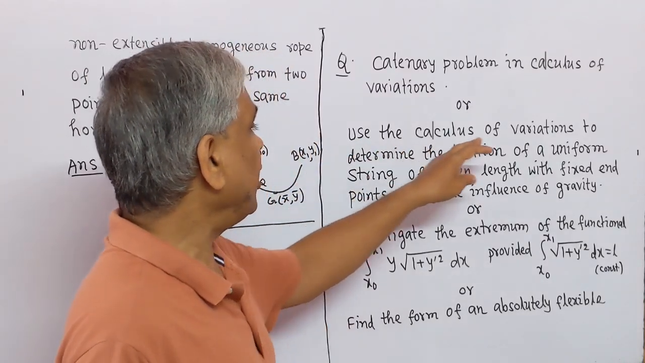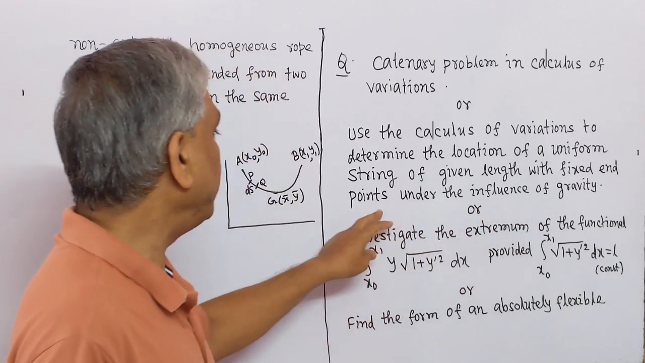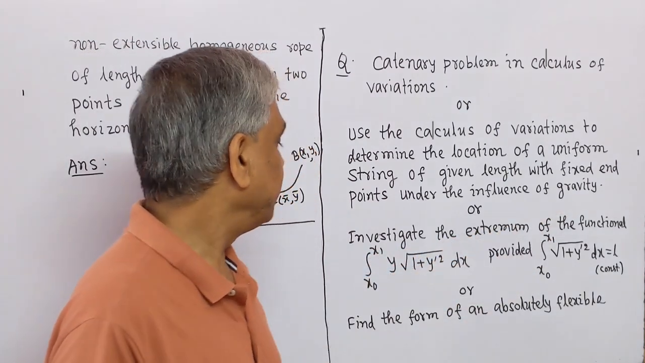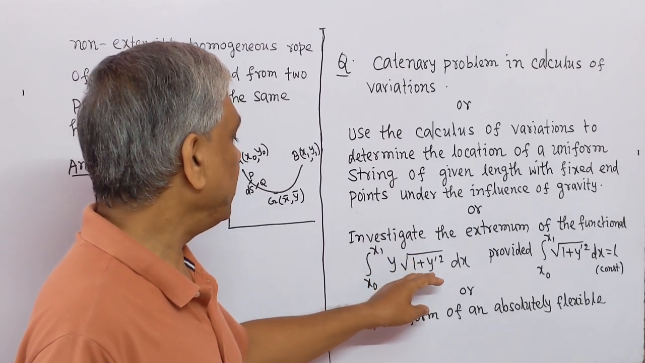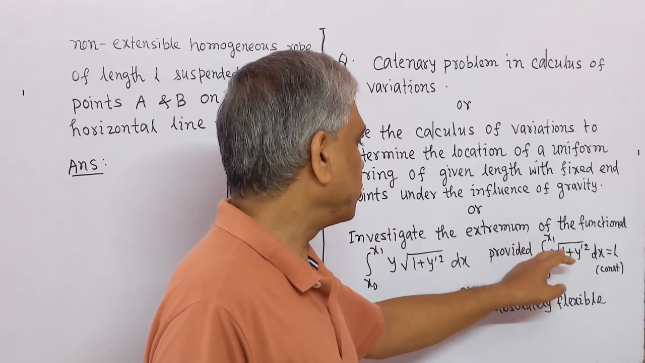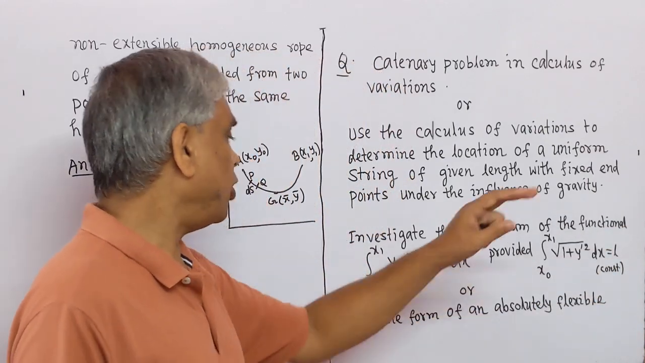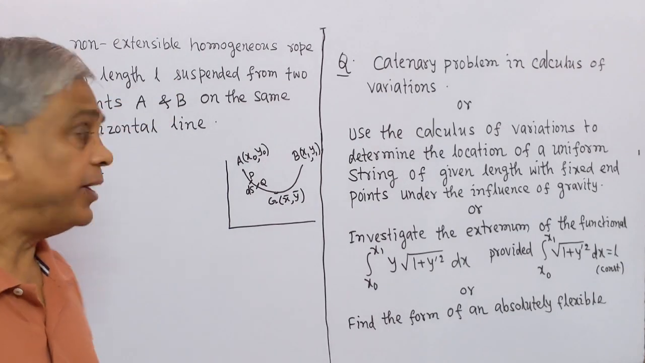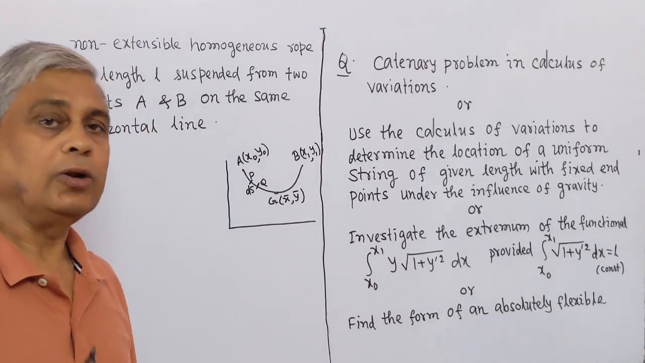Question is, use the calculus of variations to determine the location of a uniform string of given length with fixed end points under the influence of gravity, or investigate the extremum of the functional integration limit x0 to x1 y square root 1 plus y prime square dx, provided integration limit x0 to x1 square root 1 plus y prime square dx equal to L be the constant, or find the form of an absolutely flexible, non-extensible, homogeneous rope of length L suspended from 2 points A and B on the same horizontal line. Now we solve this problem.